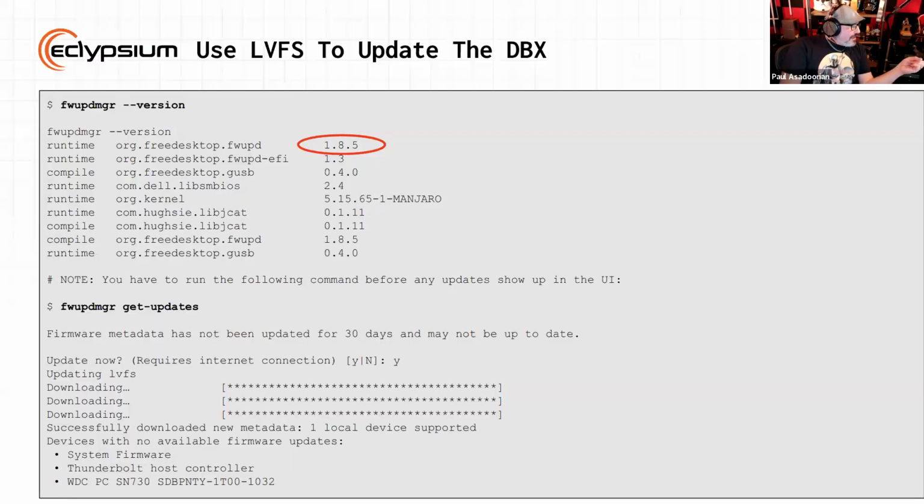And as you can see here, when you do the get-updates command, it's updating LVFS, so it's getting a list of all the latest firmware and the latest DBX updates in order to compare that to your system. The important thing in this slide, the reason I circled that version number there, is that it was as of version 1.8.5 of fwupd that the capability for updating your DBX was included. There have been several releases since 1.8.5, but that was the major turning point for when it supported updating of the DBX.